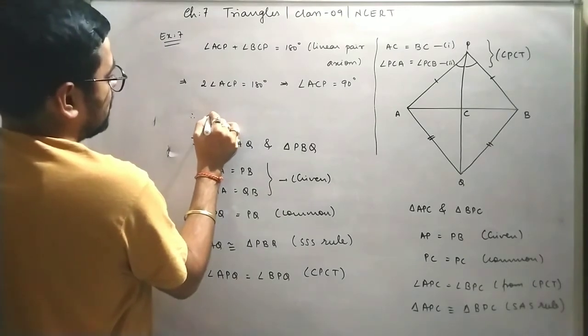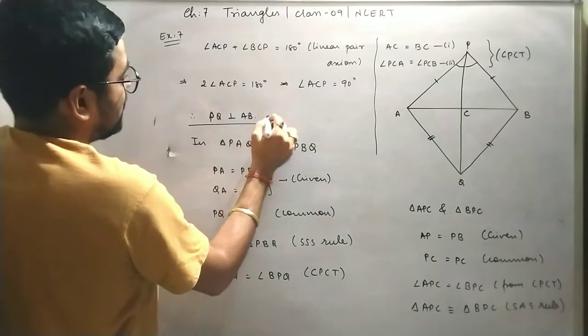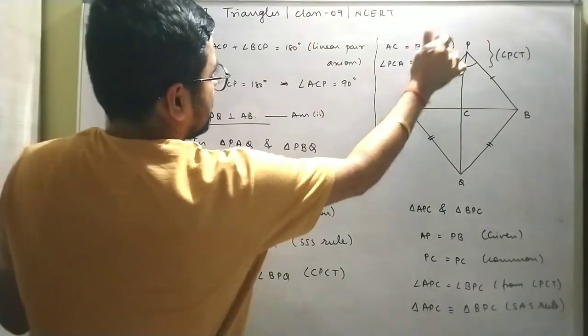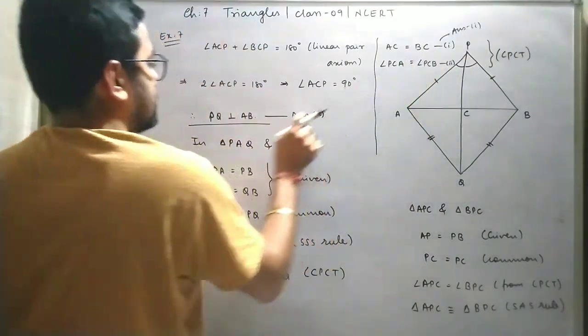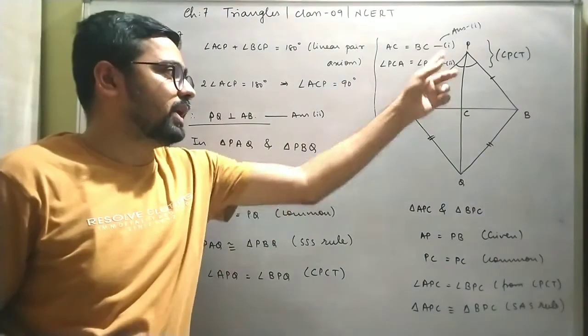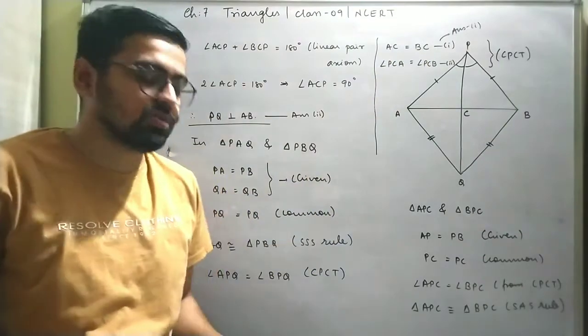Therefore, PQ is perpendicular to AB. This is your answer number 2. These are the two equations; this is your answer number 1, this is the second equation, and this is your answer number 2. That we got PQ is perpendicular to AB as well as PQ bisects AB. So AC equals BC.